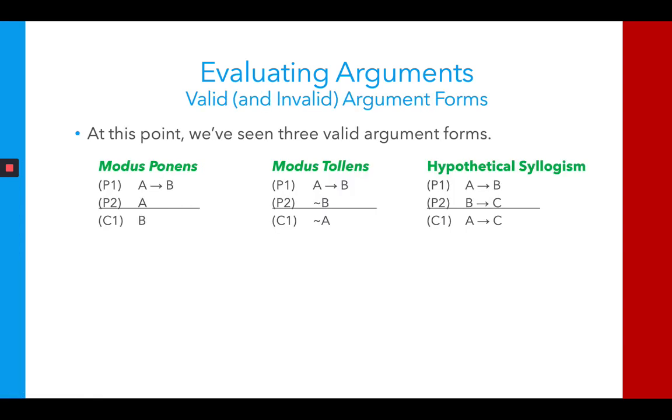Those are our valid argument forms. We've seen three of them. There are more. Disjunctive syllogism is a common one that we won't really be studying, but you could look it up if you're interested.